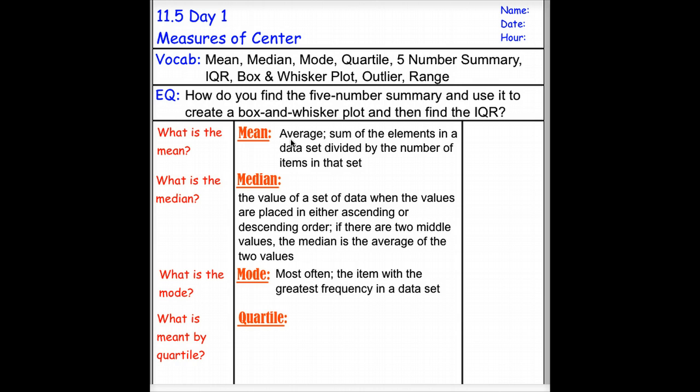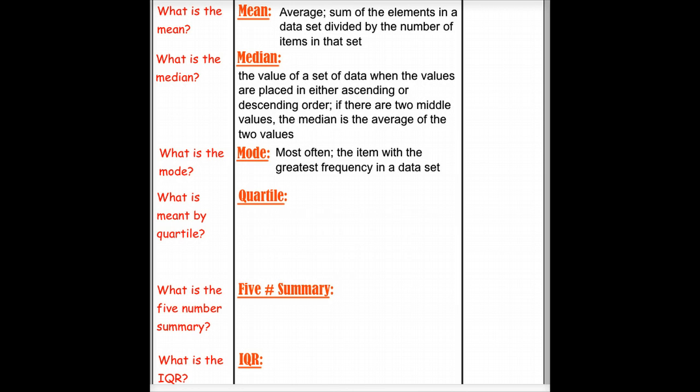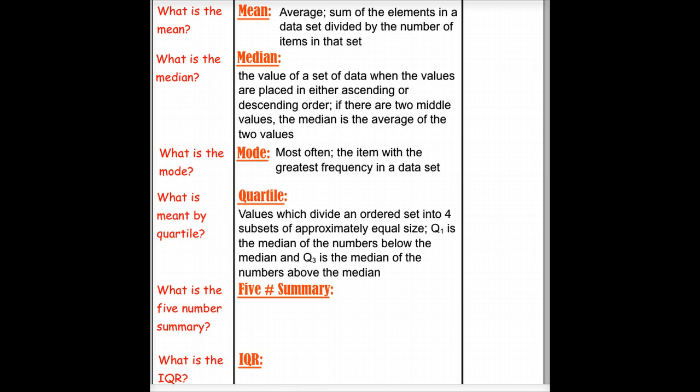And then we start getting into some of our other ones that deal with box and whisker plots. Quartile is going to be a fourth of the data set. So we take our values, divide them into four. Quartile 1 is going to be the median of the numbers below the median, and quartile 3, the median of the numbers above the median. Our 5-number summary is going to then be using those quartiles, giving us our minimum value, our first or lower quartile, the median, the third or upper quartile, and the maximum value.